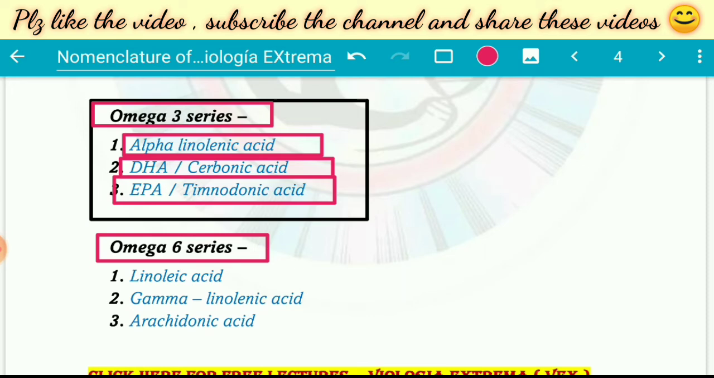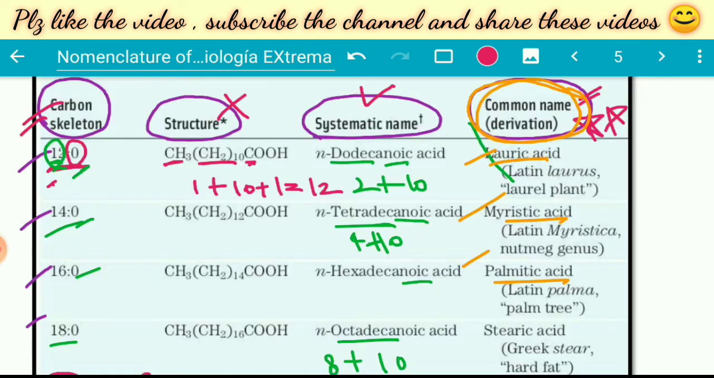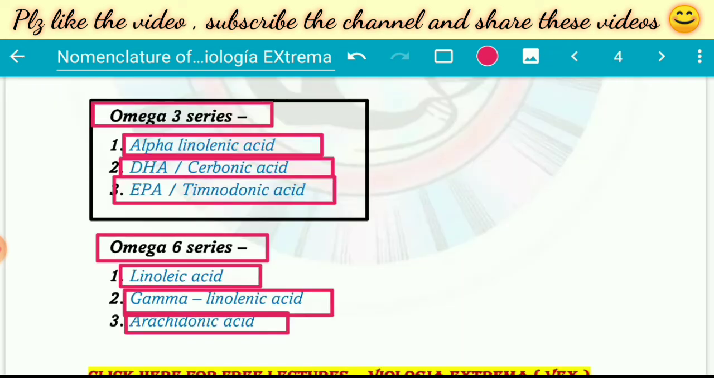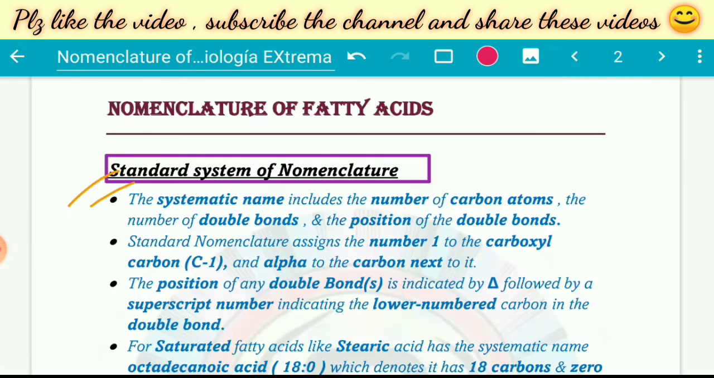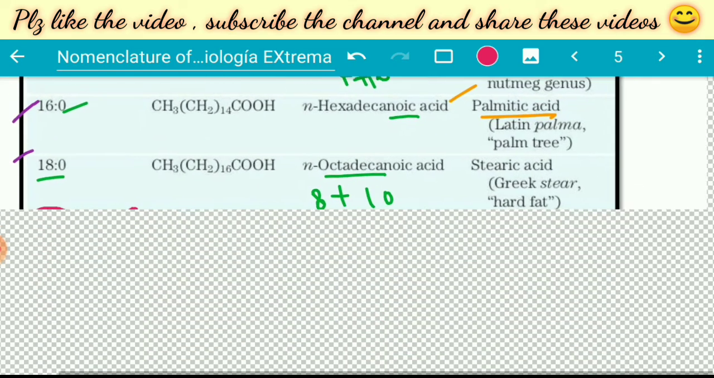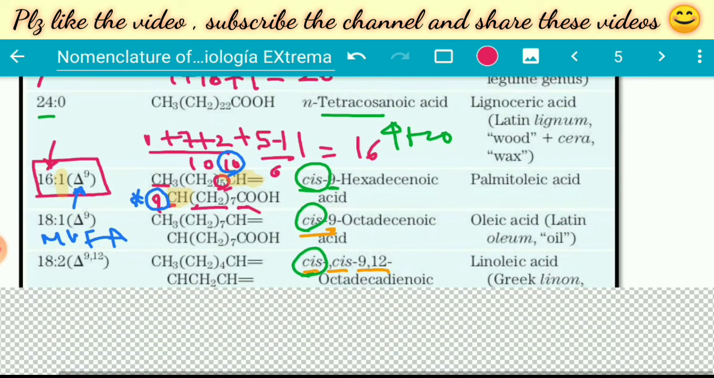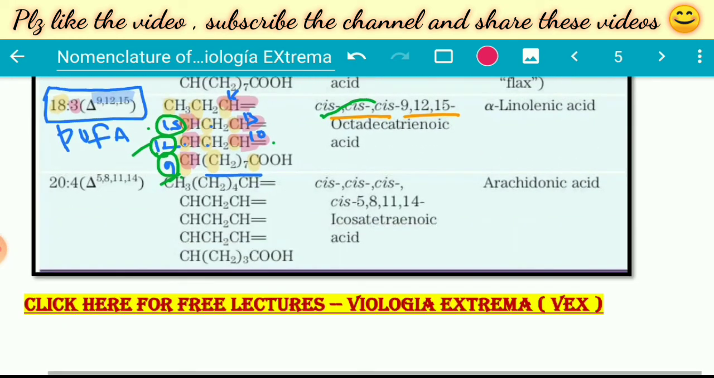If you talk about the omega 6 fatty acids, we have linoleic acid. Then gamma linolenic is omega 6, while alpha linolenic is omega 3. Then we have arachidonic acid. These are nothing different, we have studied them already, these examples here.